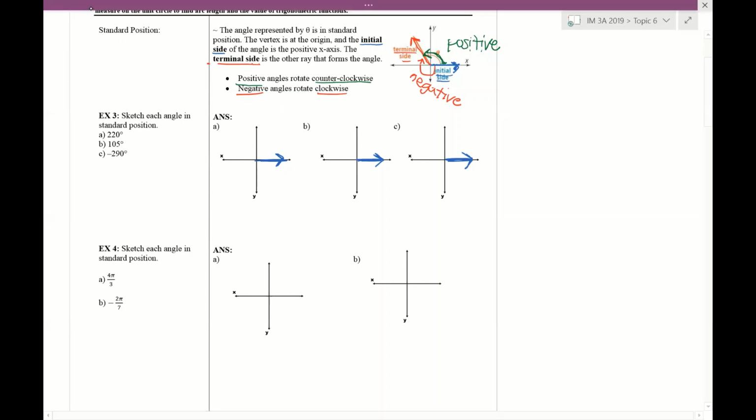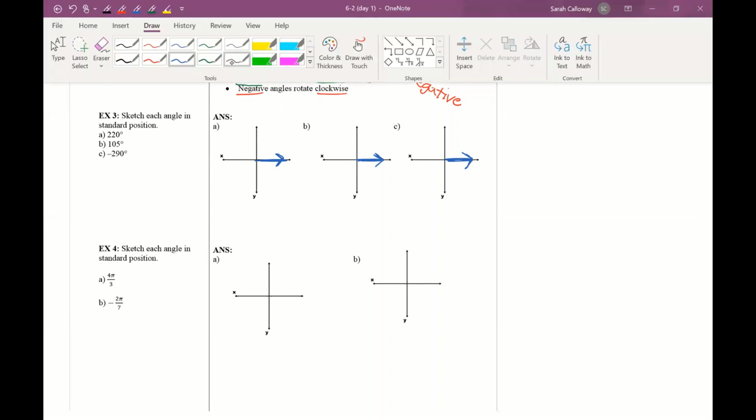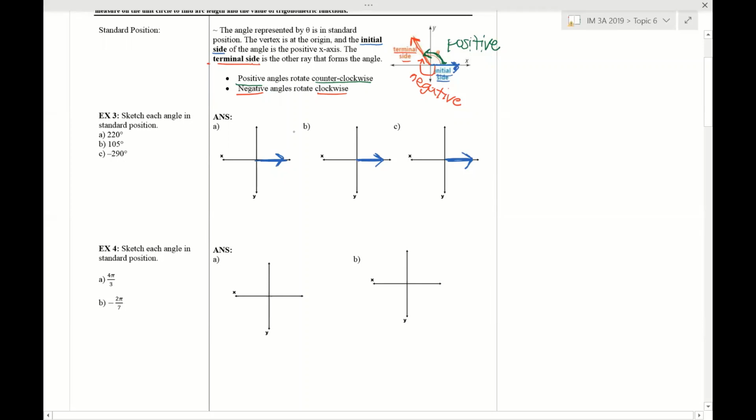To sketch this angle, I have to think about going around the quadrants, where each axis represents 90 degrees. If the terminal side and initial side were the same, that would represent a 0-degree angle. If I go counterclockwise 90 degrees, it would be on the positive y-axis. Counterclockwise 180 degrees, it would be on the negative x-axis. Counterclockwise 270 degrees, it would be on the negative y-axis. And then all the way around is 360 degrees.